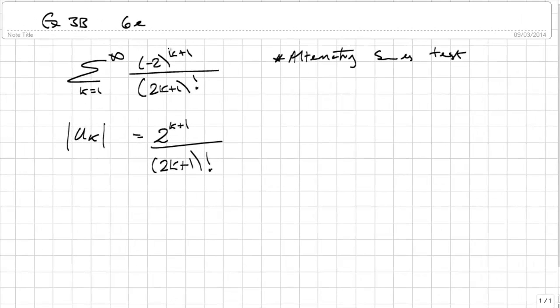Exercise 3B, question 6e. We've got to see whether the given series is either absolutely convergent or divergent. It's an alternating series, so we're going to use the alternating series test. At the moment, all I've done is note that the modulus of u_k is equal to 2 to the power of k plus 1 divided by, in parentheses, (2k plus 1) factorial. In fact, we're going to end up using the squeeze theorem on this in this particular proof.